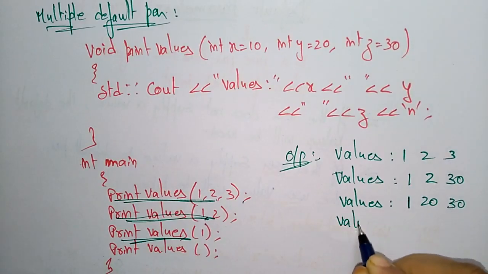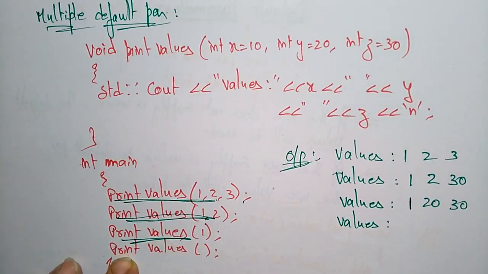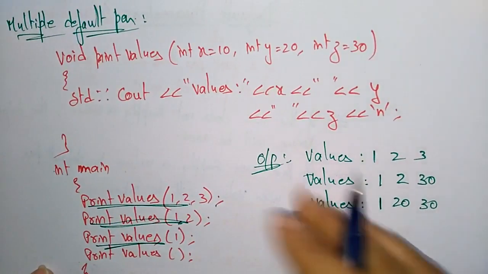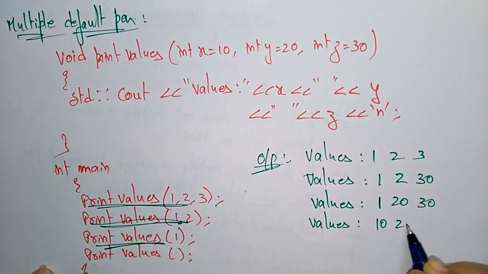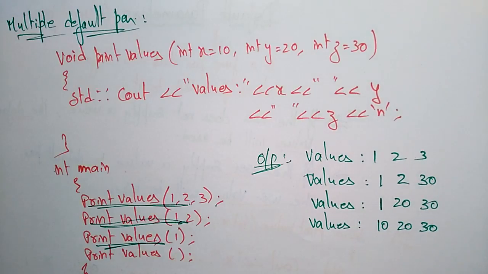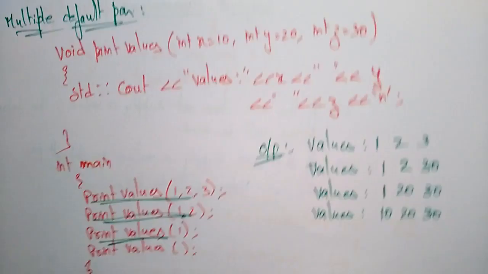If the user doesn't supply any input, if the user doesn't give any values, then the program will take the default parameters. So what are the default parameters now? It prints 10, 20, 30. Okay, so this is about the default parameters. But one thing you have to remember: while using default parameters, there are some conditions. All default parameters must be the rightmost parameters.